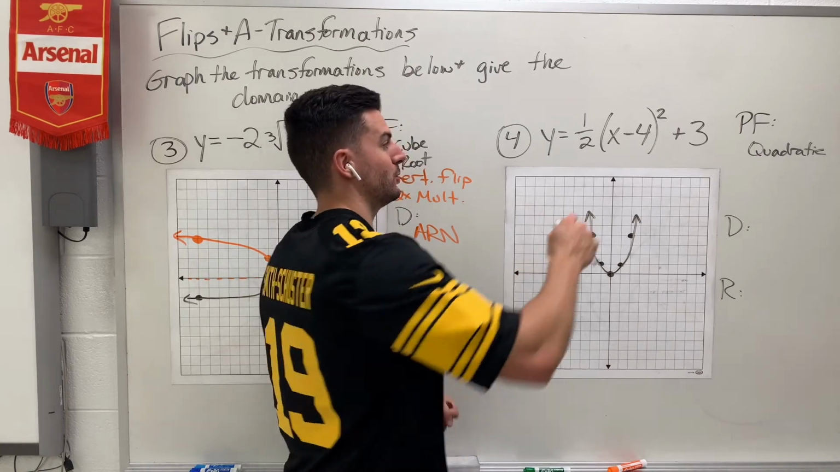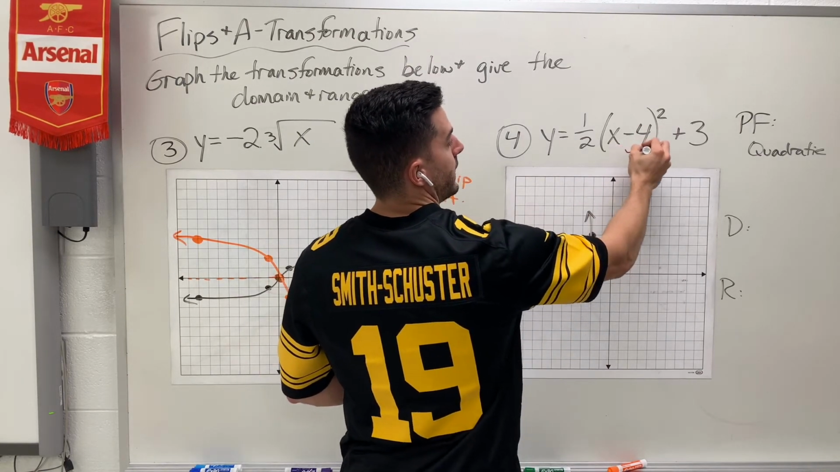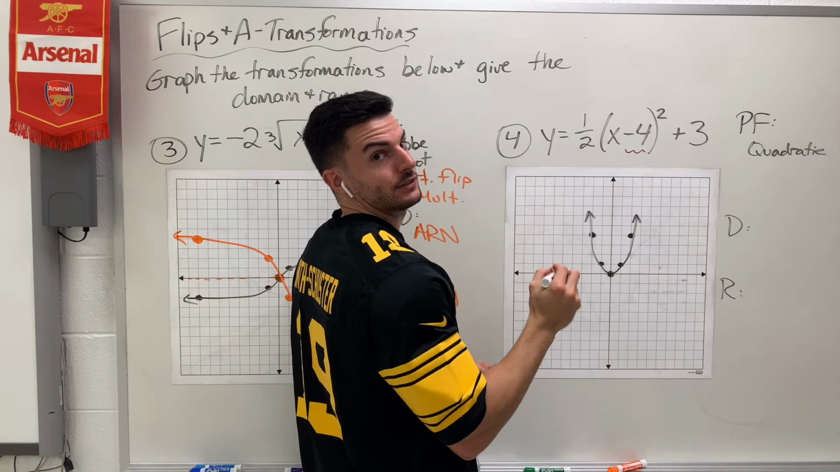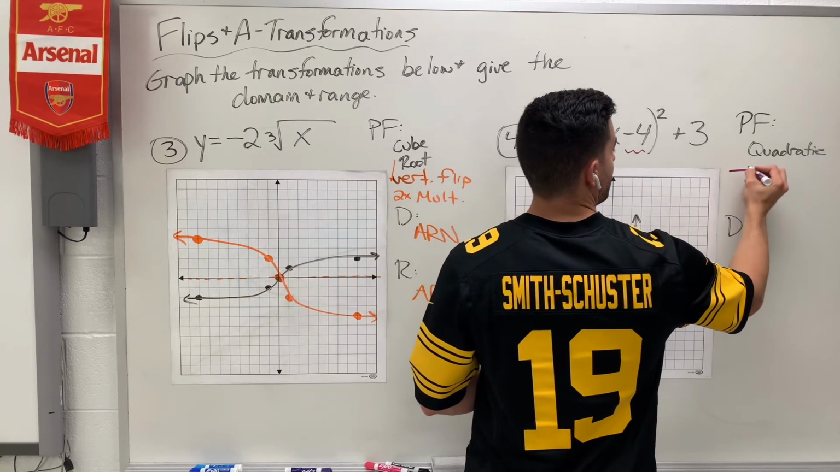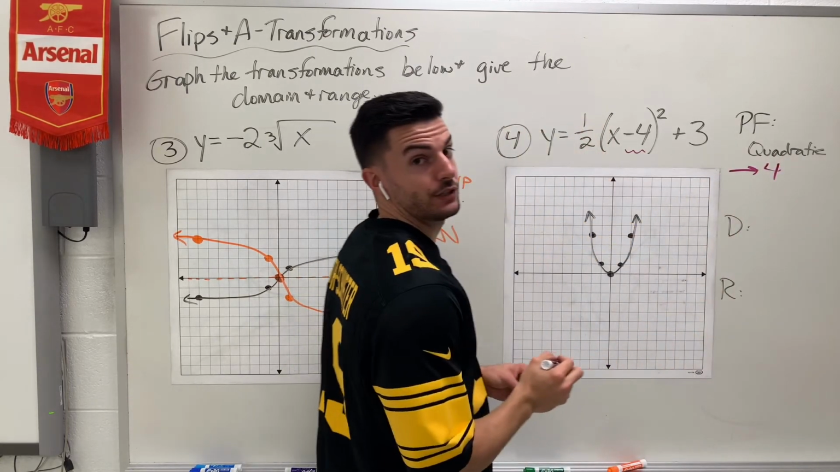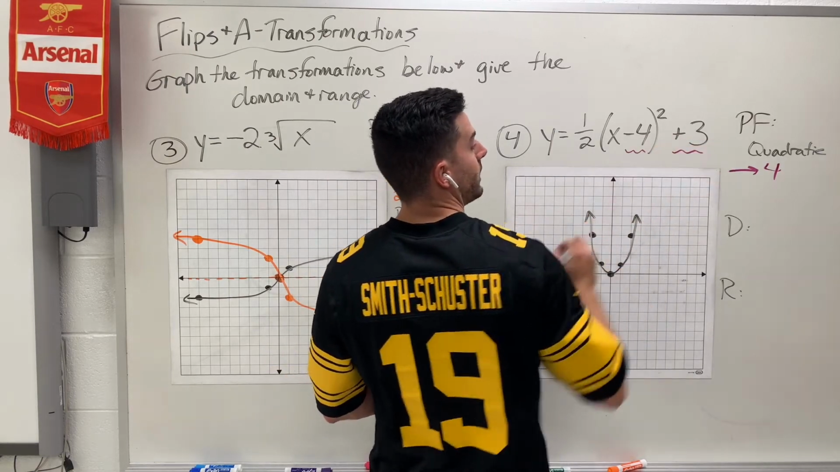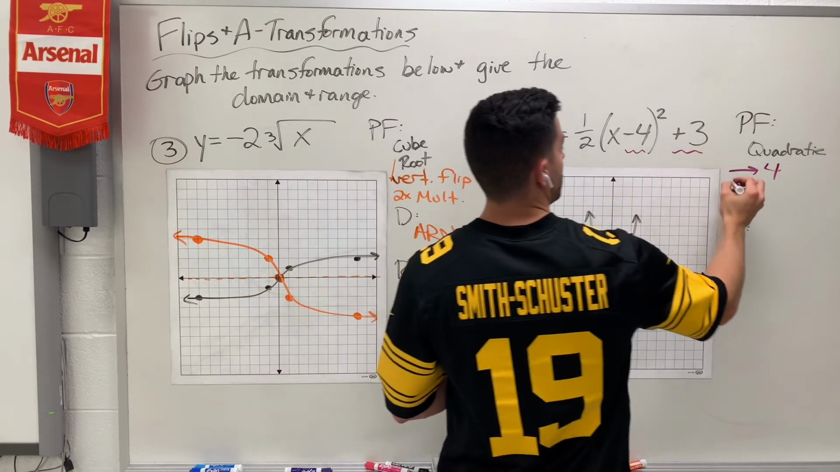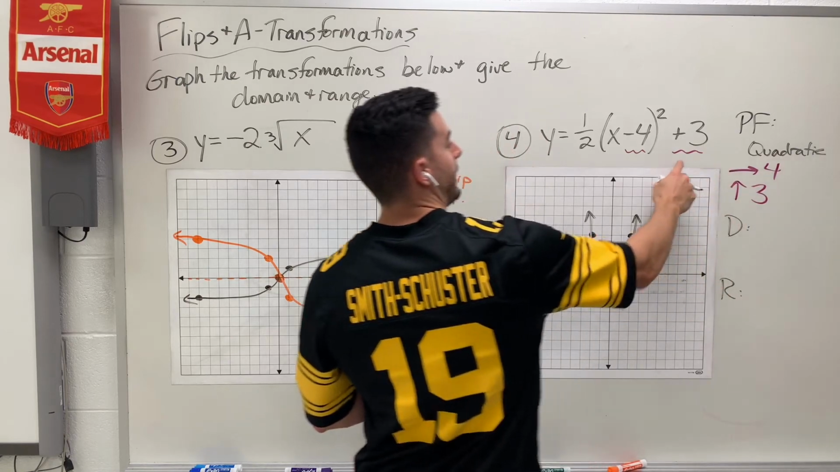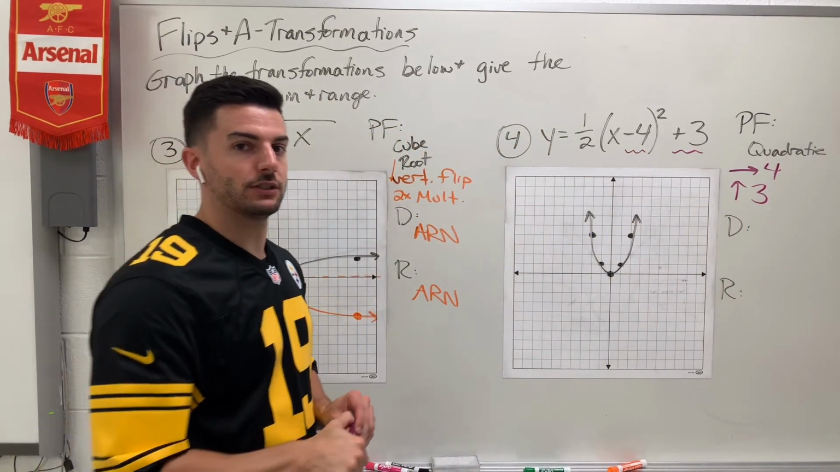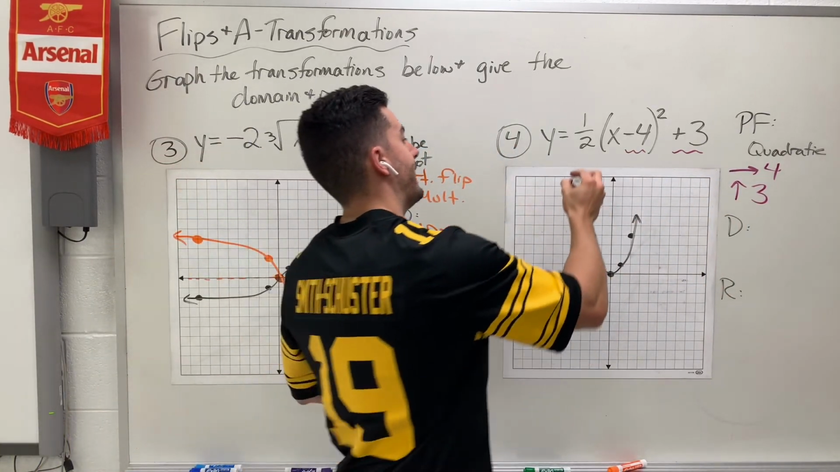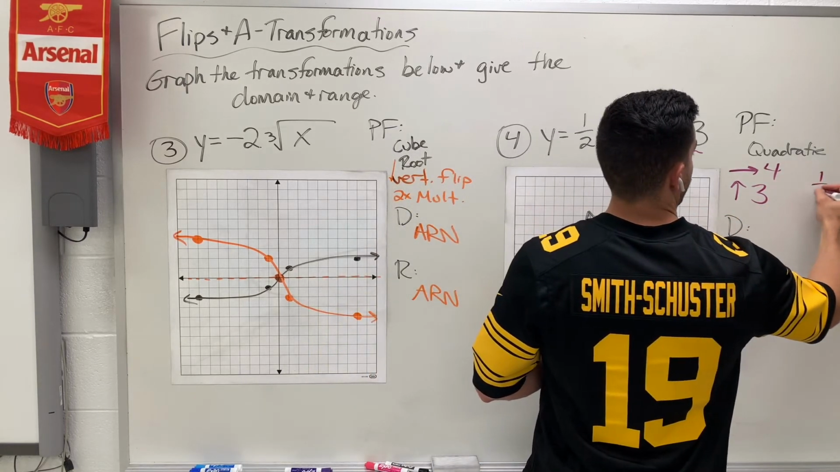What are my shifts? What are my transformations? It's minus 4 in a group with the x, so that's horizontal, right? And that's telling me right 4. Next, plus 3 is telling me up 3, right? Because it's outside of a group with the x, and plus means up. And then this 1/2 means, yeah, I can write 1/2 multiplier.